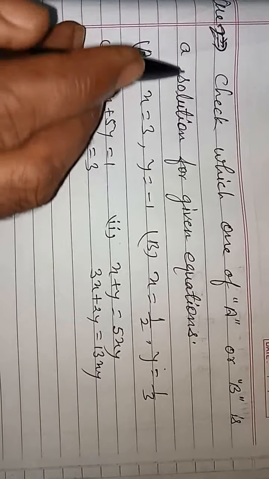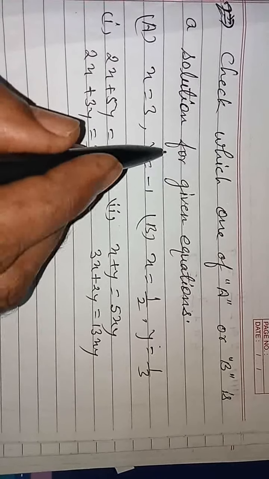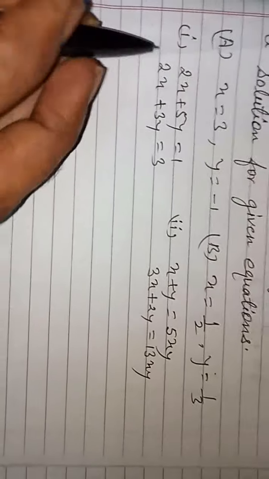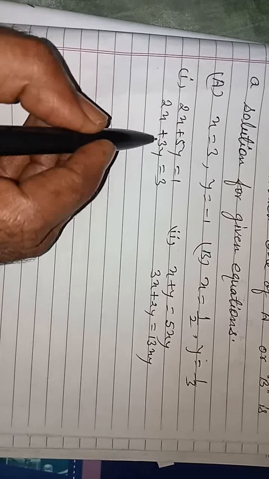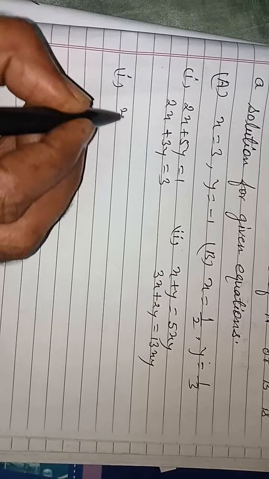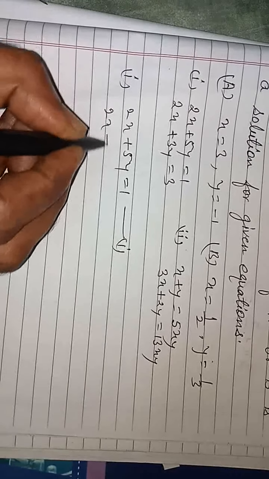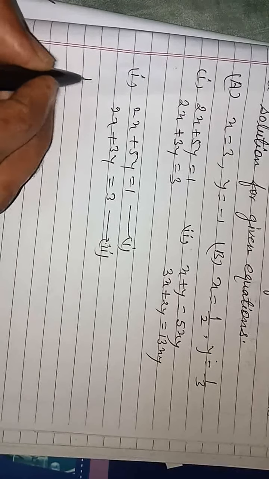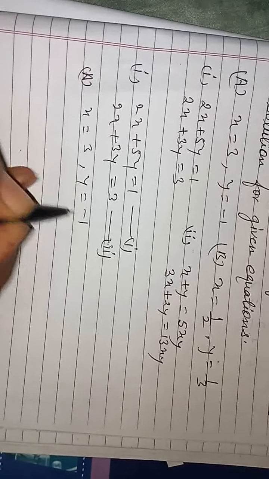In question number second, check which one of A or B is a solution for given equation. You have to do same like first. Equation is 2x plus 5y equal to 1, 2x plus 3y equal to 3. So first 2x plus 5y is equal to 1. This is equation first. 2x plus 3y is equal to 3, equation second. A, x equal to 3, y equal to -1.